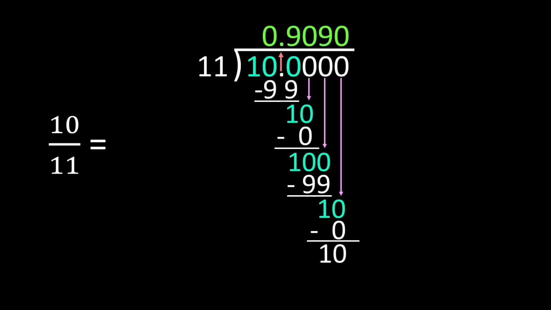So when I show 10/11 as a decimal, I'm going to show the 90 hundredths, and I'm going to put the line over the 9 and the 0, showing that it's 90 that is repeating in my decimal. 10/11 converted to a decimal is 0.90 repeating.